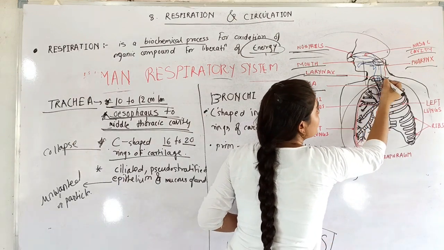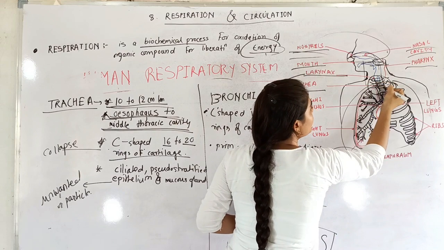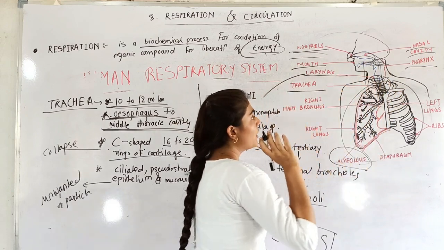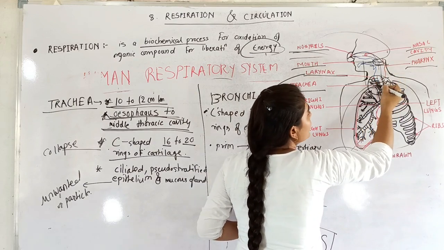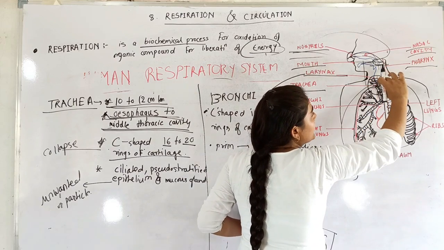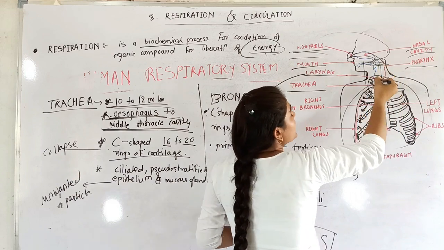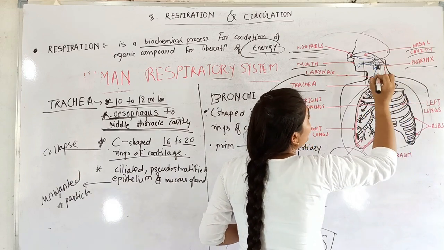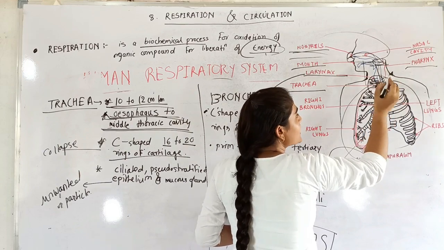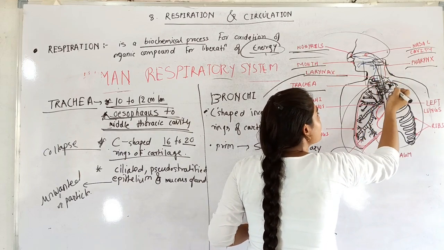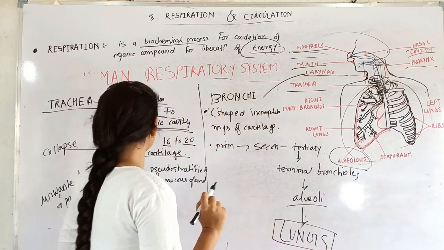It has C-shaped rings of cartilage which prevent the collapse of the trachea. If there are no cartilage rings, then the trachea gets collapsed and it will stop the passing of air from the upper portion to the lower portion. So that's why the C-shaped cartilage is provided to the trachea.